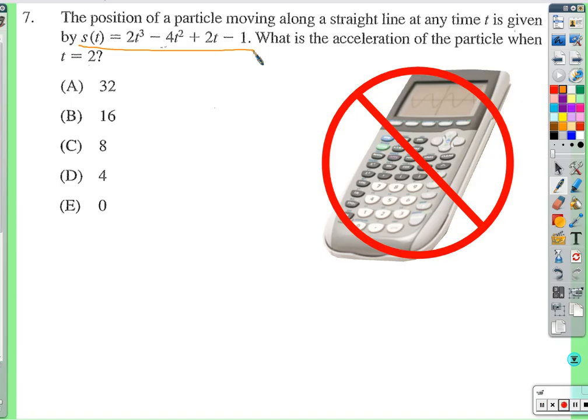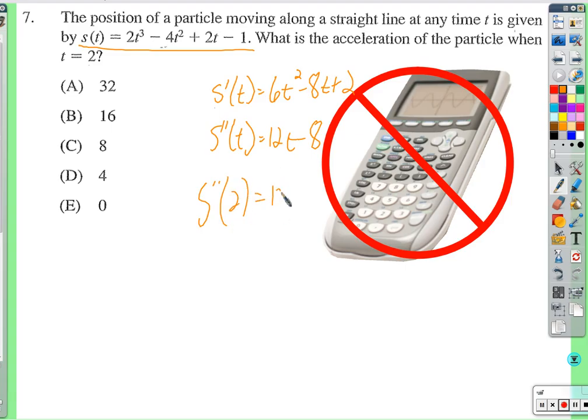What is the acceleration of the particle when t equals 2? So how will we, with the particle's position function, find its acceleration? Second derivative. The first derivative would be velocity, and the second derivative would be acceleration. So let's work on that. See if you can win against me. It's a nice little problem; I tried to pick something that was really common on the test, but also not too difficult.